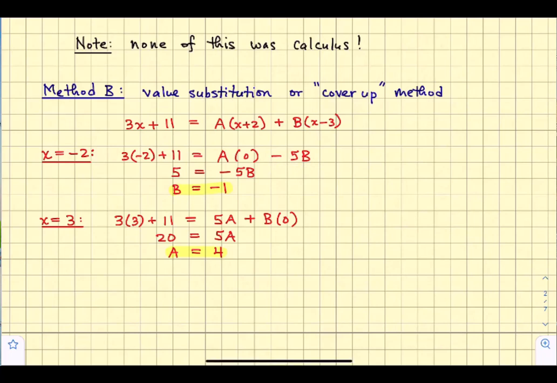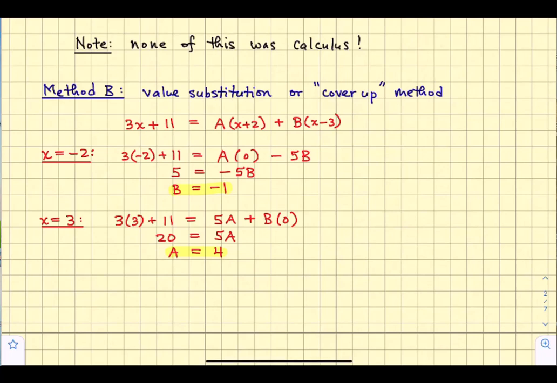You can see why they call this the cover-up method. If we were working together on a marker board, this value of x, when we plug it in, covers up or makes this vanish. It goes away. It becomes a 0. And we just get 5 equals minus 5b. So very quickly we get that b is minus 1. So one constant down, one still to go.